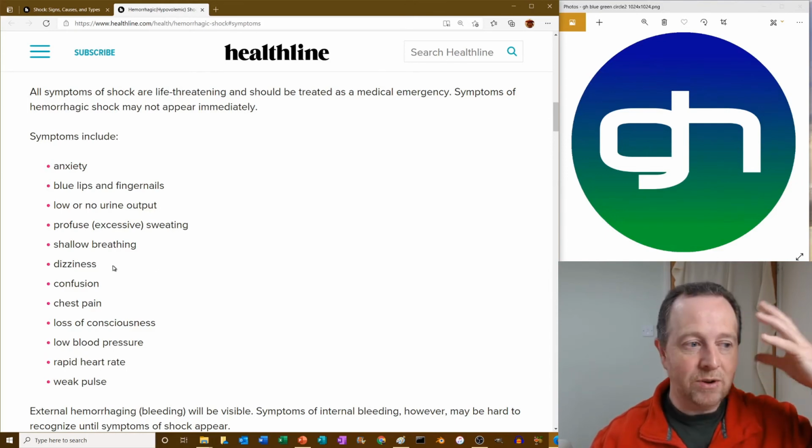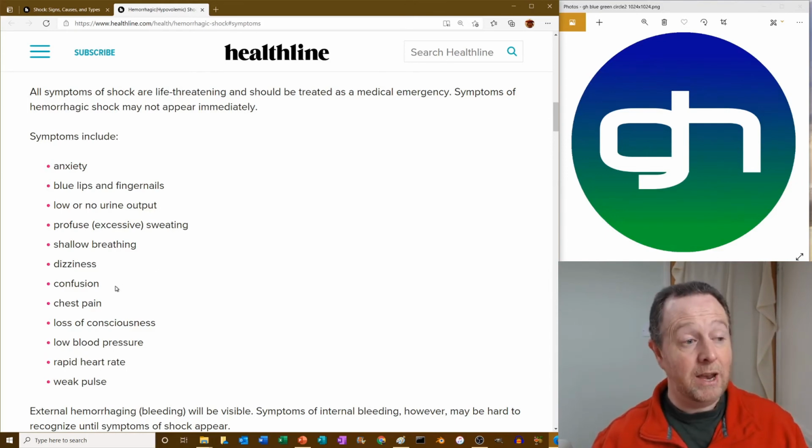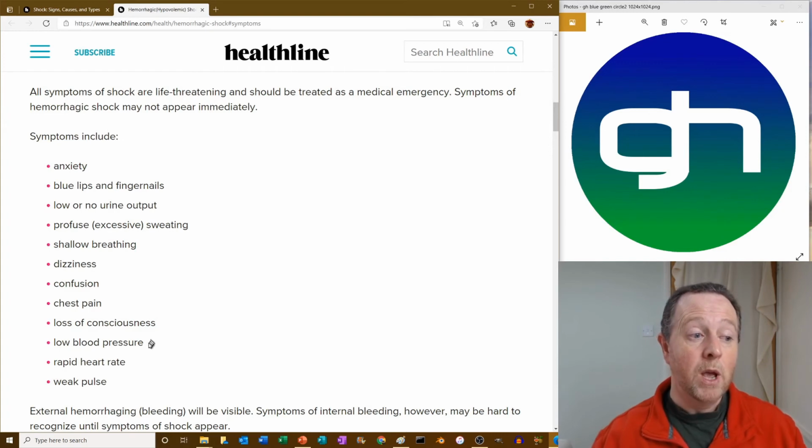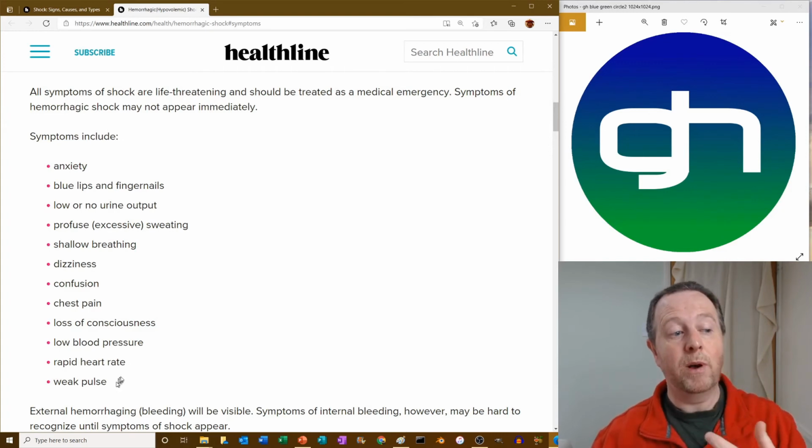Well, if you're losing blood, it's not going to your brain. Confusion, again, same as before. Chest pain, not entirely surprising. Your heart's going bananas at this point. Loss of consciousness, well, yeah, because if you don't get any blood to your brain, you're going over, aren't you? Low blood pressure, and rapid heart rate and a weak pulse.